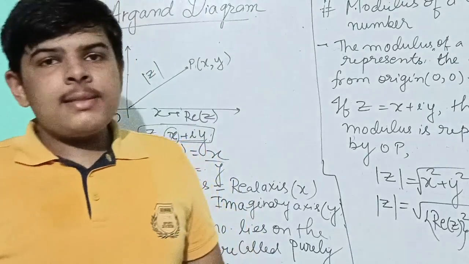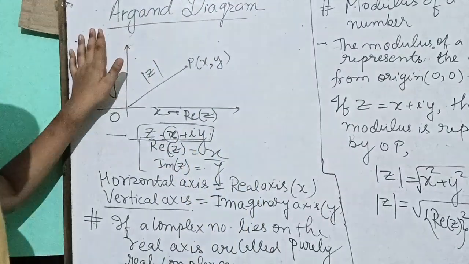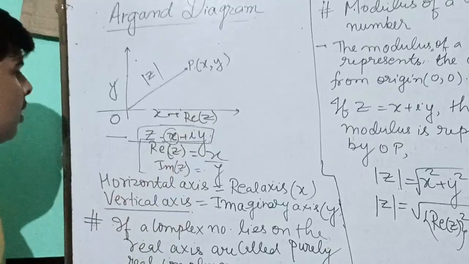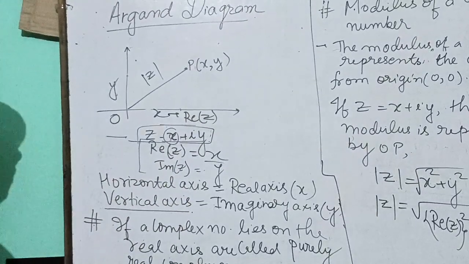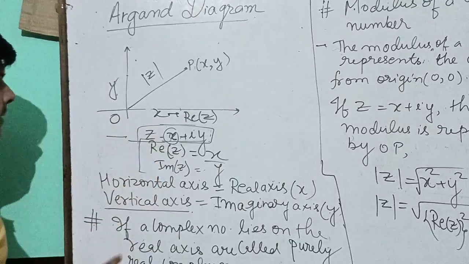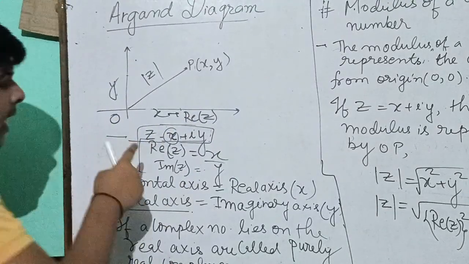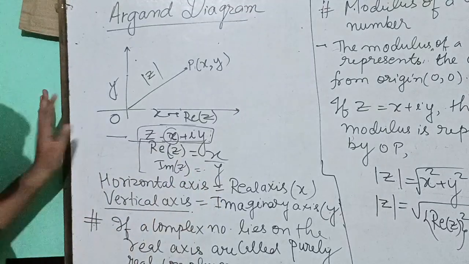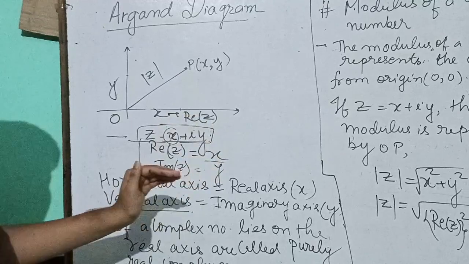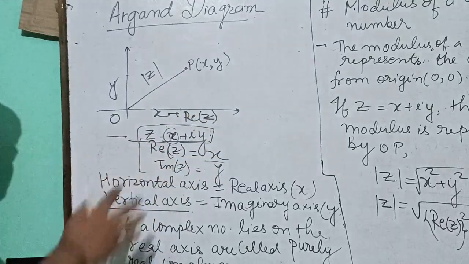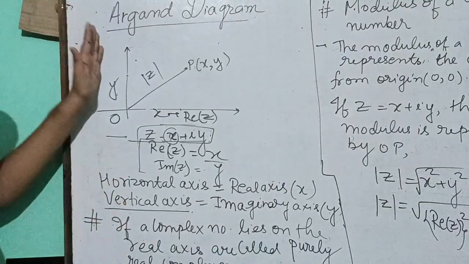Now in the next section of the complex number, we will study the Argand diagram. In this xy plane, the real part of the complex number is represented along the x-axis. Here, like this is a complex number, z is equal to x plus iota y. The real part, that is x, is represented along the x-axis, and the imaginary part of the complex number is represented along the y-axis.